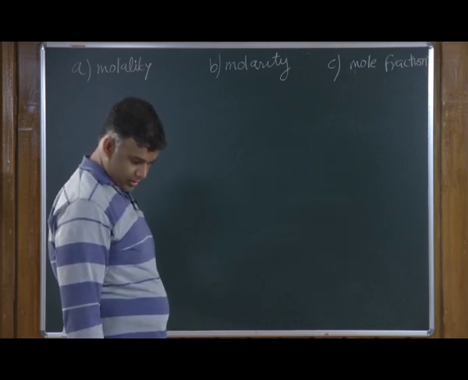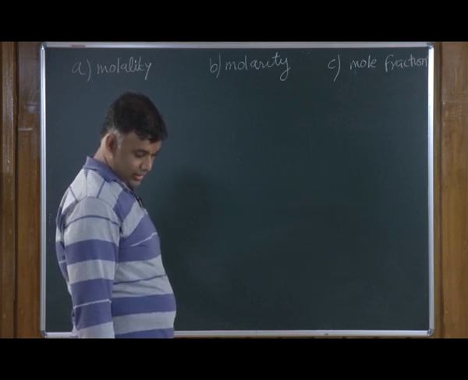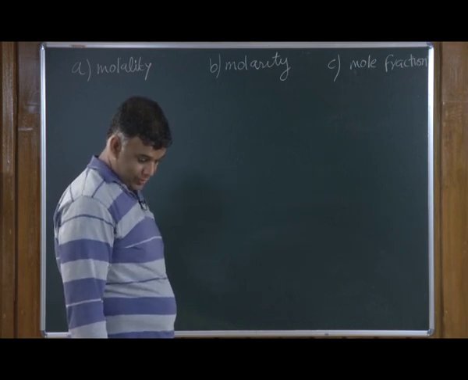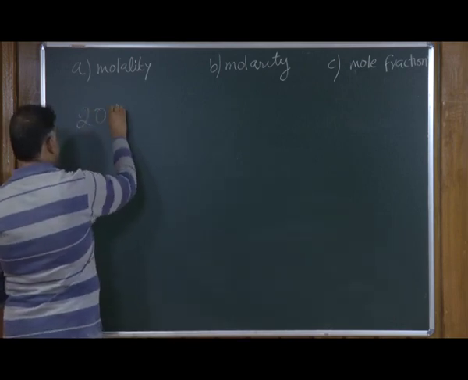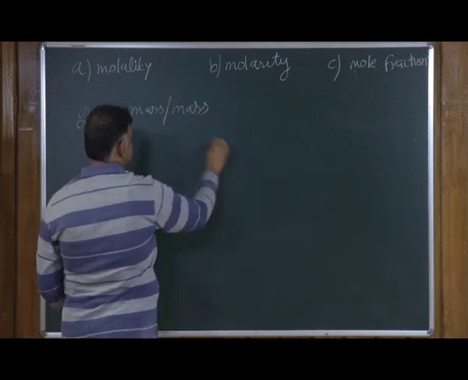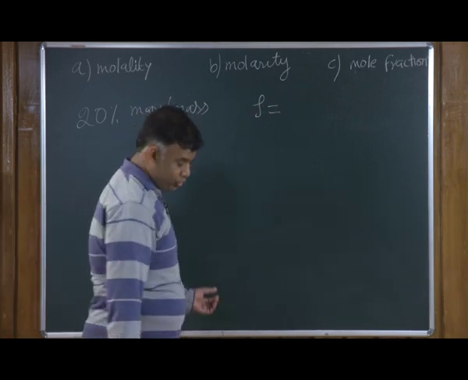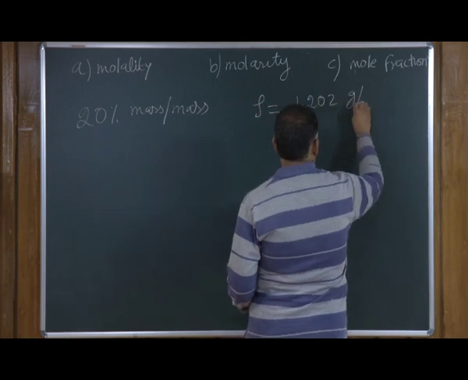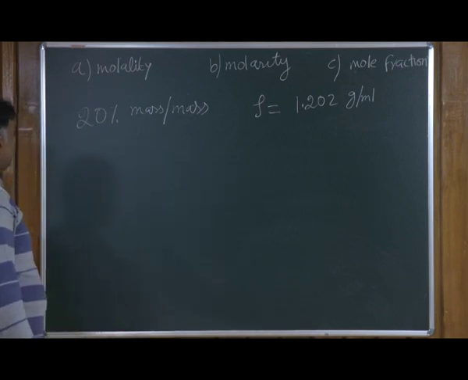If the density of 20% mass by mass aqueous KI is 1.202 gram per milliliter. So, we have a KI aqueous solution which is 20% mass by mass, and the density of this solution is 1.202 gram per milliliter.